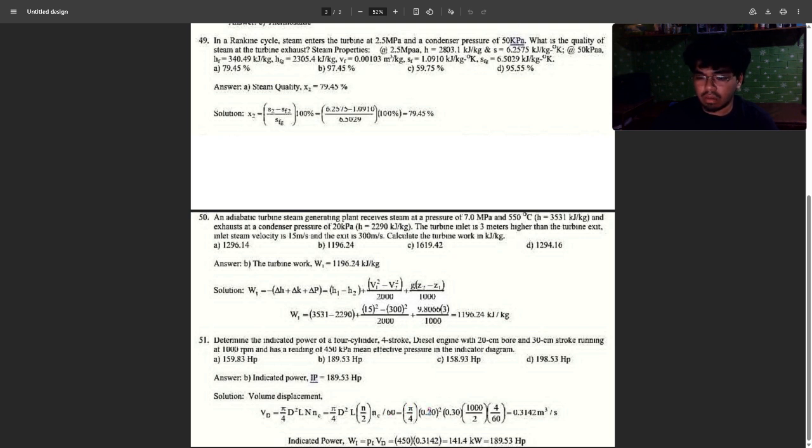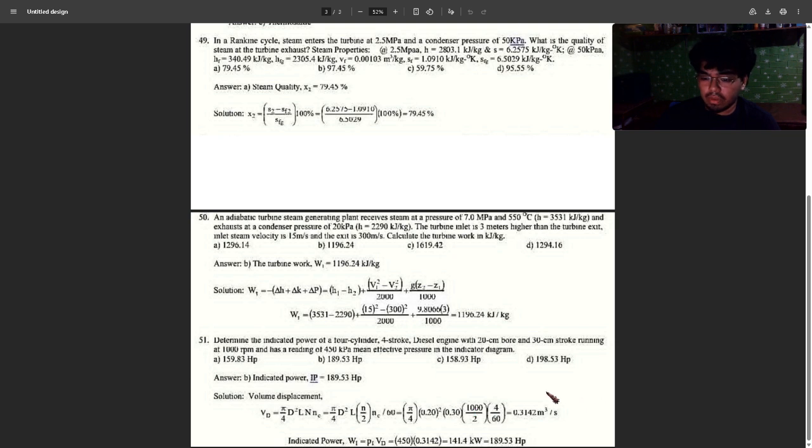Since we already have the number of strokes, which is 4, substitute it. Convert centimeter into meters. So pi over 4 times 0.20 squared, which is the bore, times 0.30, which is the stroke, times 1000 RPM over 2 times 4, the number of strokes, over 60. Solve this, and our answer is 0.3142 cubic meter per second.